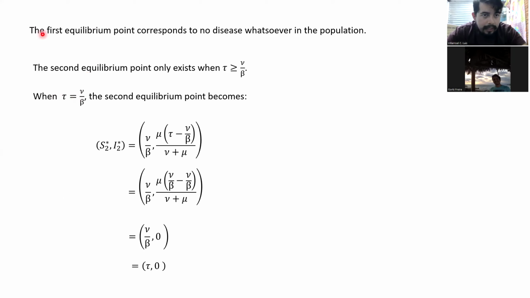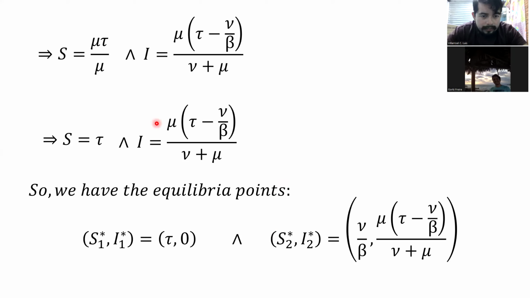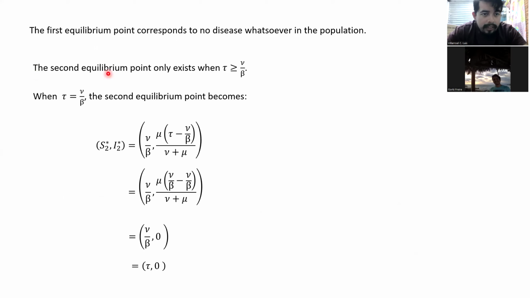And this is what we do in this page. The first equilibrium point corresponds to no disease whatsoever in the population. We see that I prime is 0 when I is equal to 0, that is to say, we don't have infected individuals. And the second equilibrium point only exists when tau is greater than or equal to b over beta.